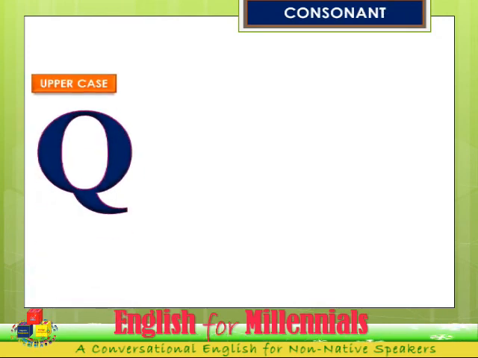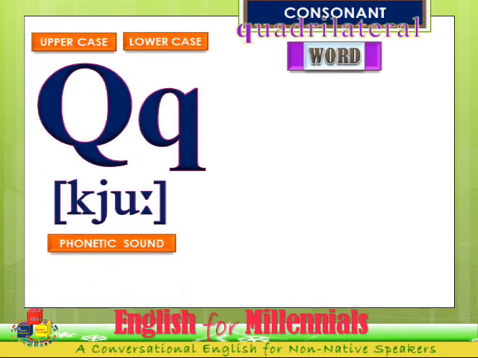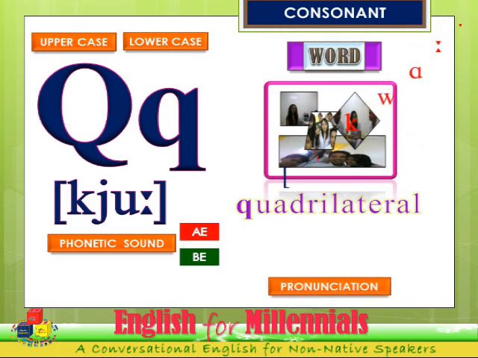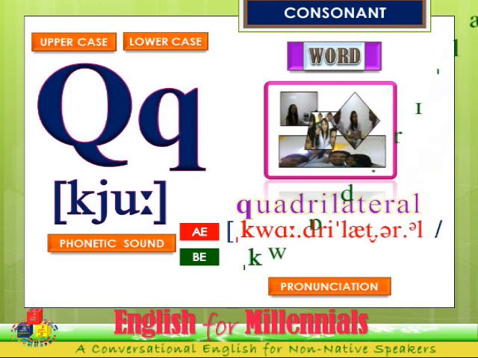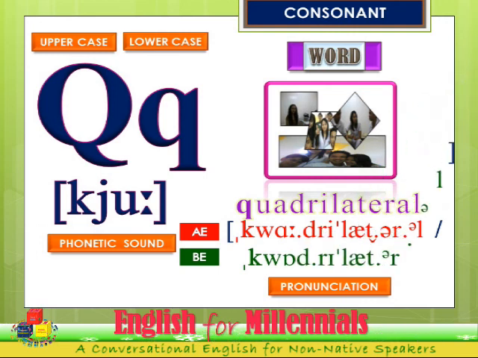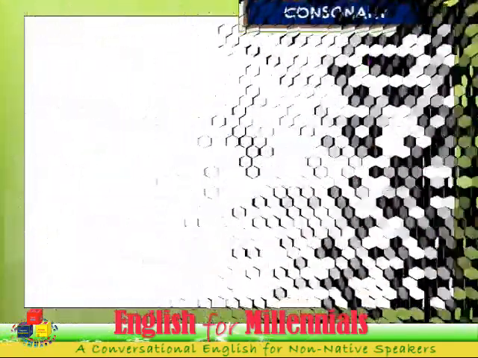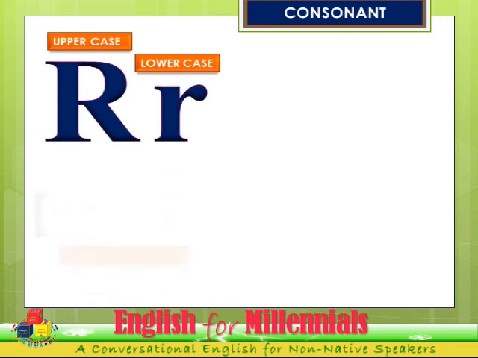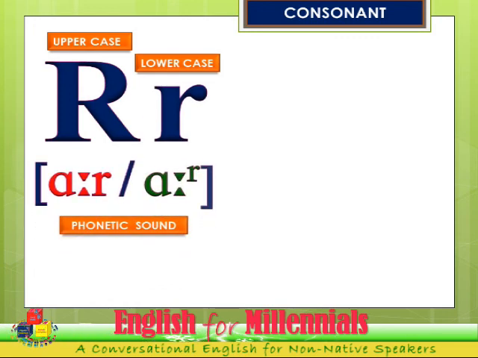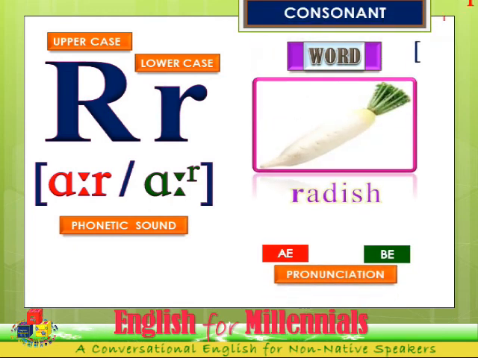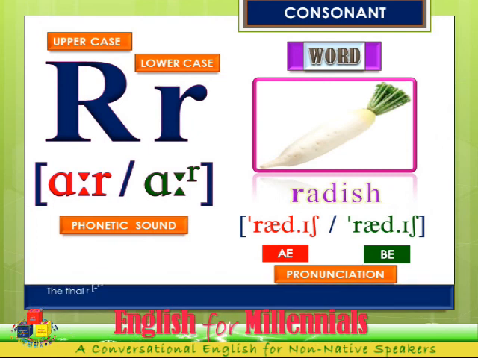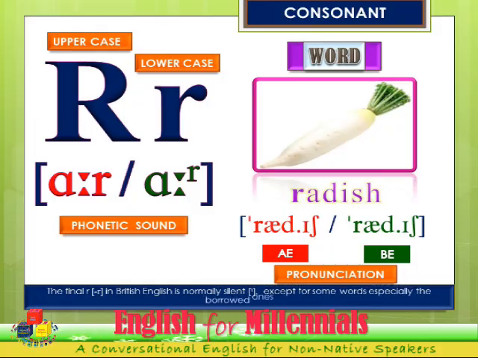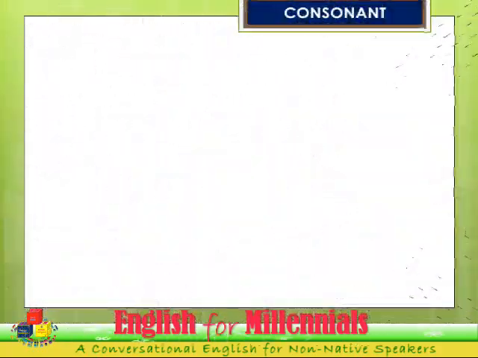Q. Quadrilateral, American. Quadrilateral, British. R, American. R, British. Reddish. The final R in British English is normally silent, except for some words.